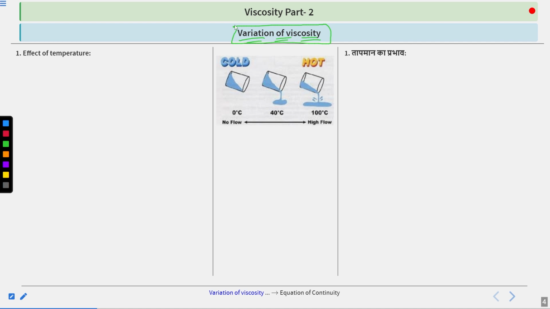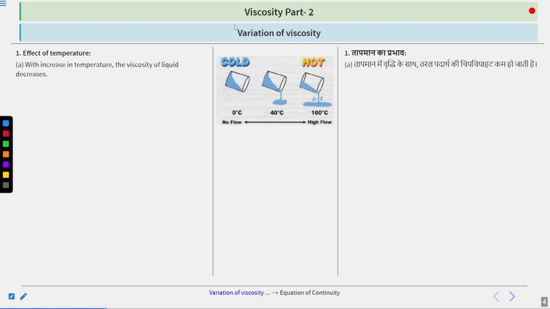Okay. And now we will talk about how the property varies because of some factors. The first factor that we are going to discuss is the effect of temperature. So with increase in temperature, the viscosity of liquid decreases. How? Let's have a discussion on that.